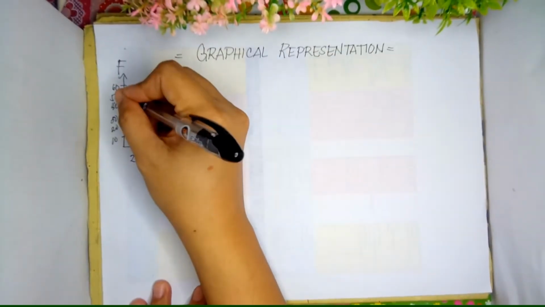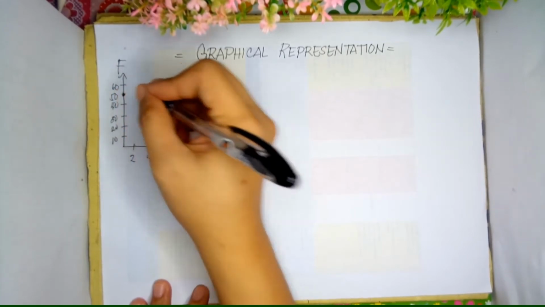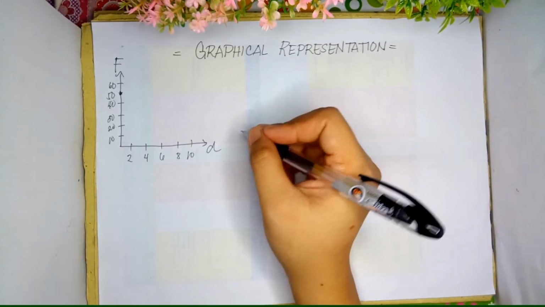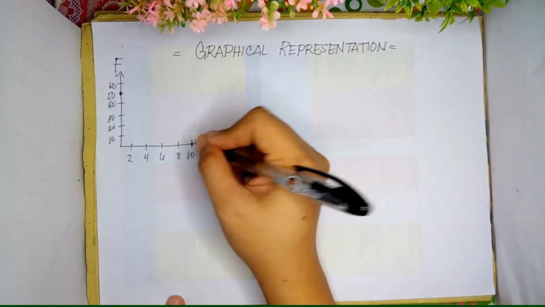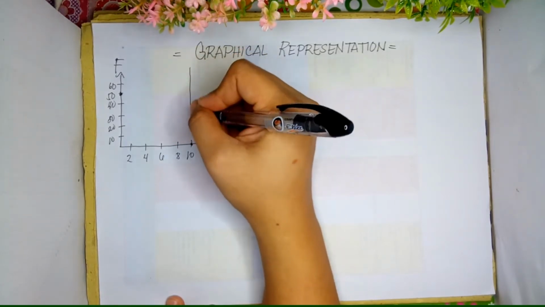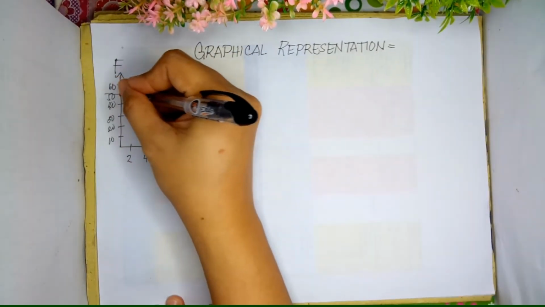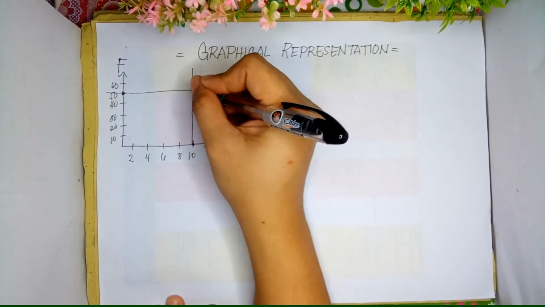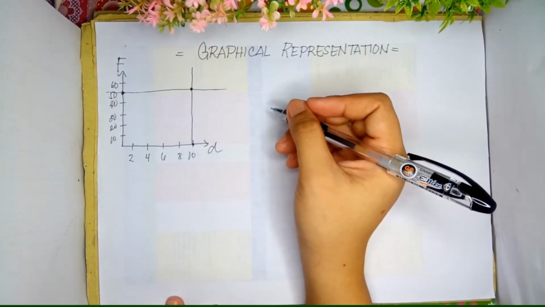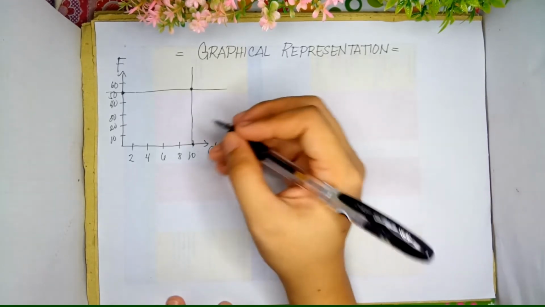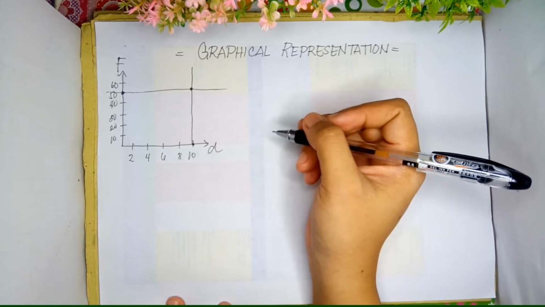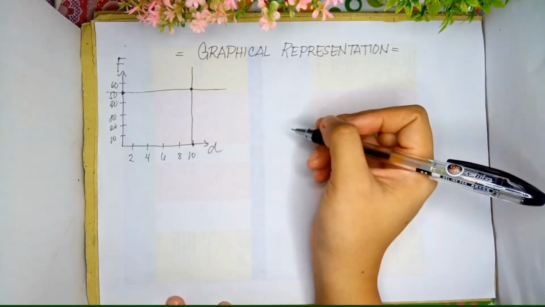So, kapag pinlot natin yung problem sa ating graph, so 50, sabi dyan, 50 yung ating force. Okay? And then, yung ating displacement is sa 10 meters. So, kapag nag-draw tayo ng line, so they will meet at this point. Okay? So, paano natin kukunin yung work dyan? So, ano ba yung nabuo nating shape sa ating graph? So, nakabuo tayo ng isang rectangle.